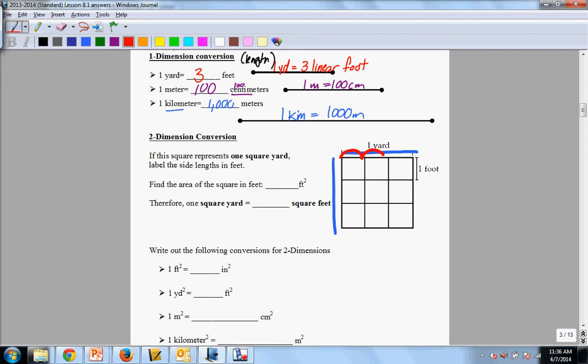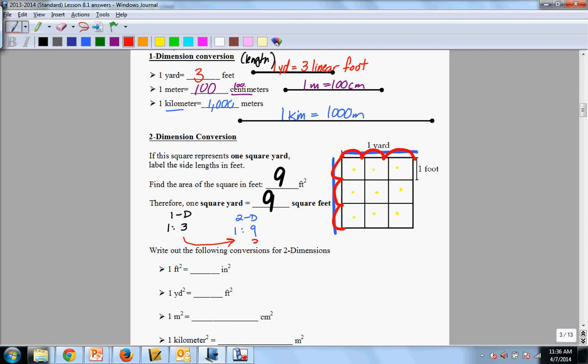Got it? Okay, so we're 3 feet this way. Bunny hop it. We're 3 feet this way. How many square feet? Your conversion: 1 square yard is 9 square feet. It is not a 1 to 3, it's a 1 to 9. Watch this, guys. In the first dimension, yards to feet is a 1 to 3 ratio. Catch that? In the second dimension, it's a 1 to 9 ratio.